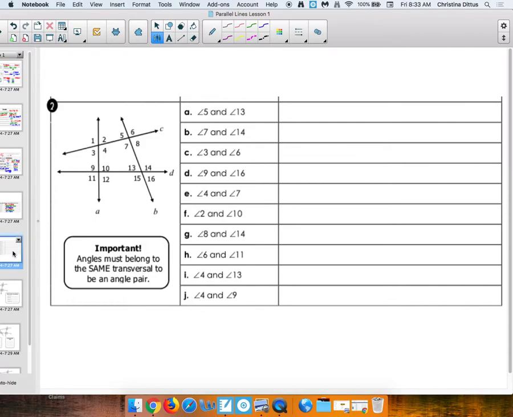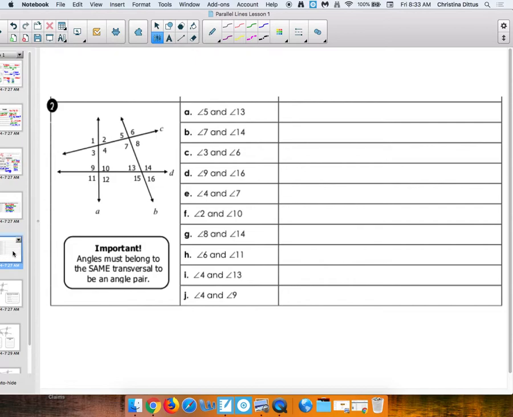Something that's super important when we have diagrams like this: they have to be talking about the same line. I can't relate 6 and 11 because they're not on this line together or on C. They're on B or C, and they have A and D. Does that make sense? They have to involve at least one same line.